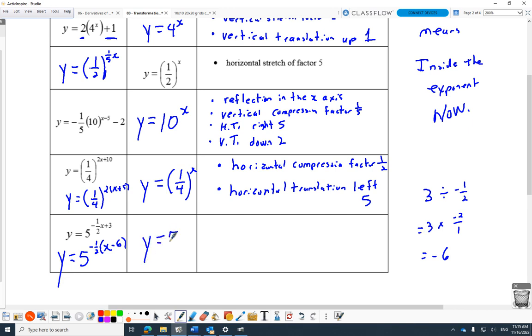5 to the x, because that's the base that we're talking about. And then I have 1, 2, 3 transformations. Horizontal stretch factor 2, horizontal reflection in y-axis, and then right 6. I'm over writing the whole thing out, horizontal translation. I'll just write right 6. That's good enough.